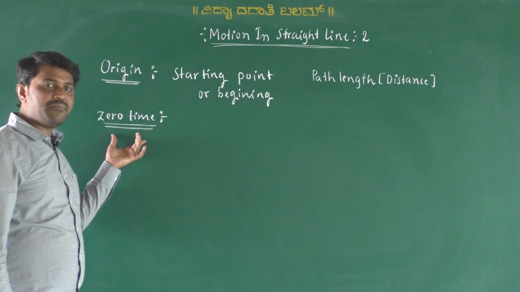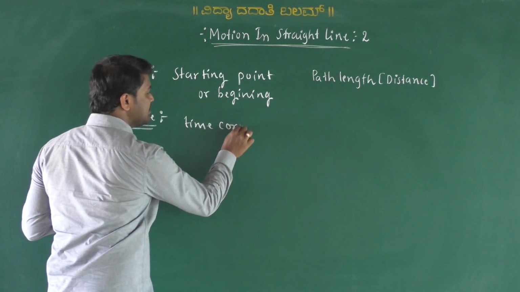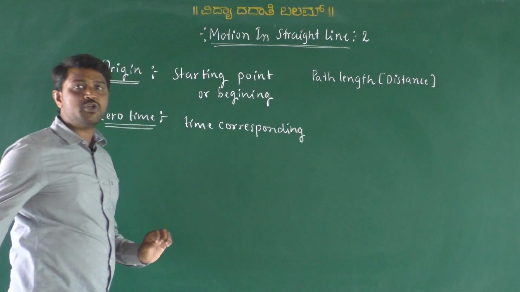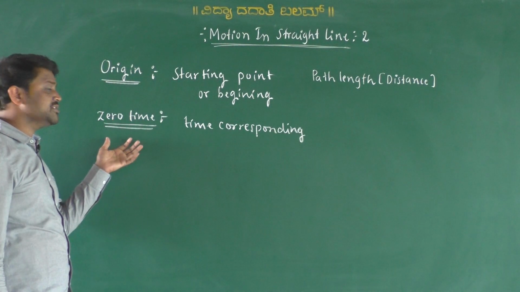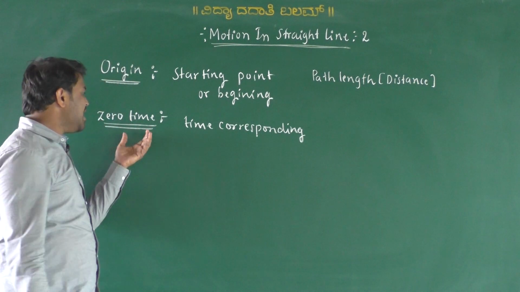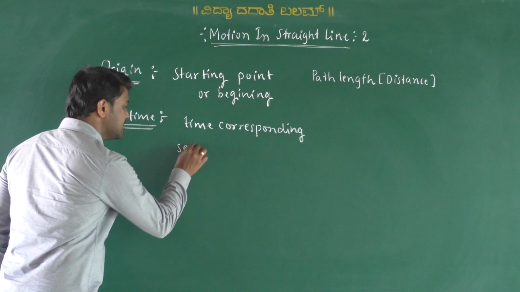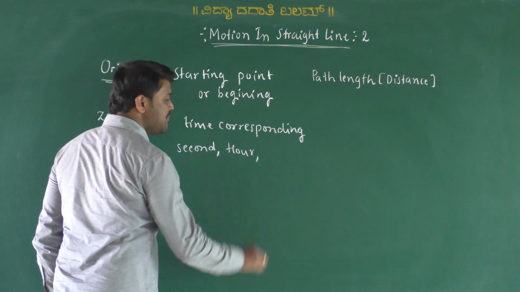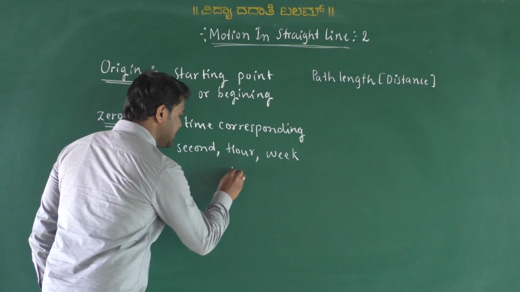And what about zero time? The time corresponding to the motion of a particle or change of position of a particle is called zero time. It is also called the zero time value. The unit of this is the second. It may be expressed in terms of hours, weeks, or years also.